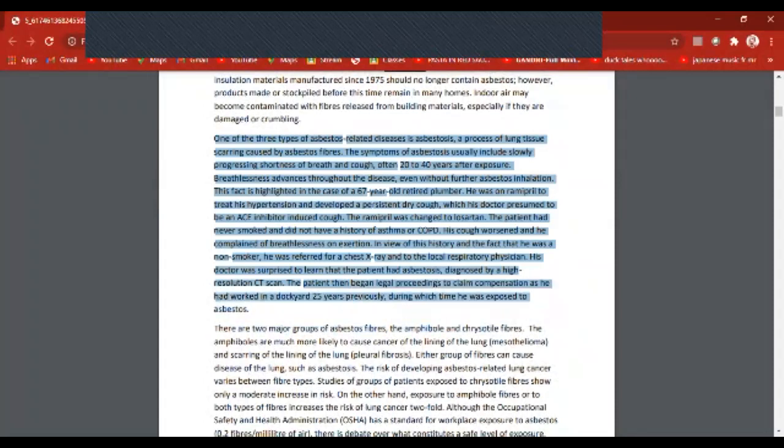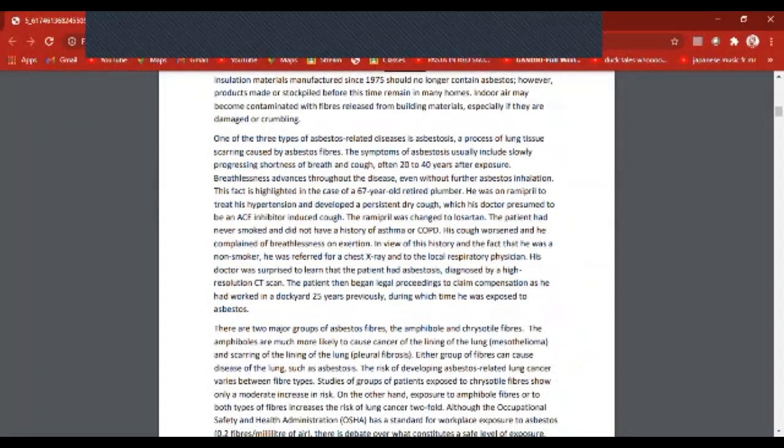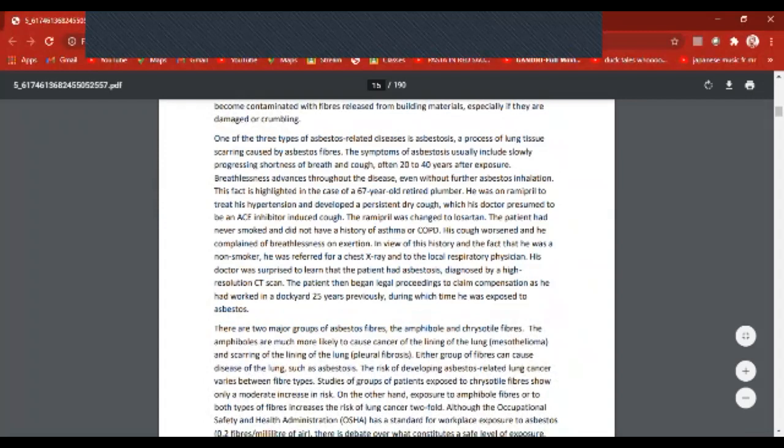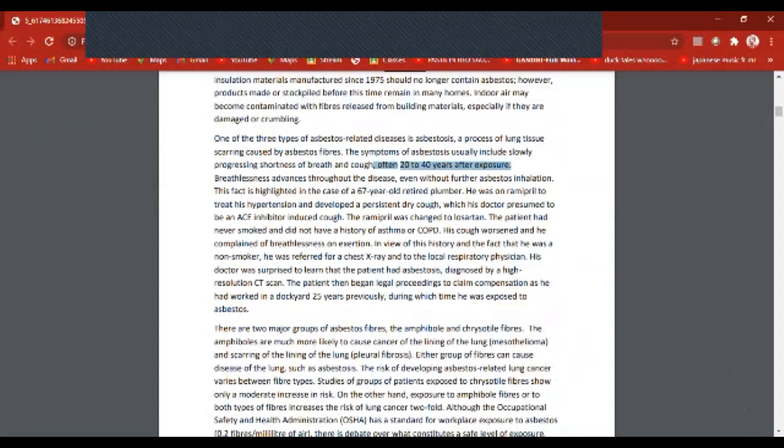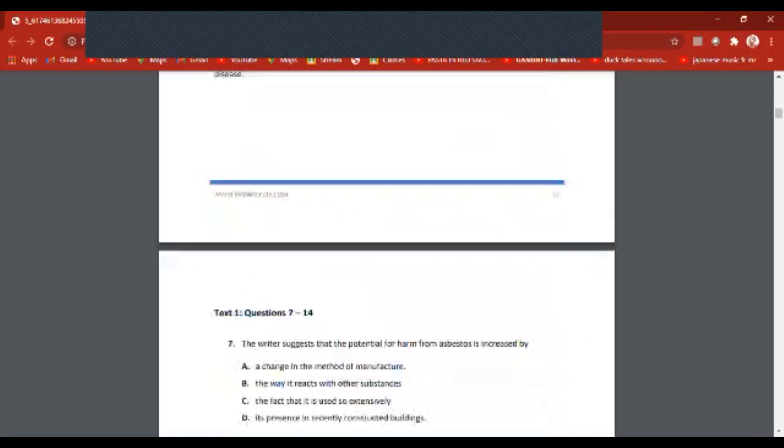One of the three types of asbestos related disease is asbestosis, a process of lung tissue scarring caused by asbestos fiber. Symptoms of asbestosis usually include slowly progressing shortness of breath and cough, often 20 to 40 years after exposure. You see this progression, shortness of breath, 20 to 40 years after exposure. This is a very important point.